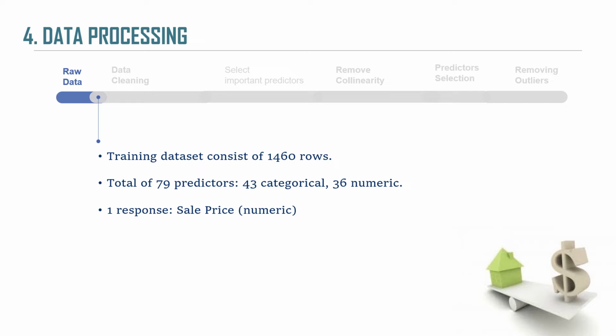The raw data used in this project consisted of the training data set. To start off, the raw data, just to reiterate, consisted of 79 predictors, including 43 categorical, 36 numerical, and only one numeric response, which is sales price.